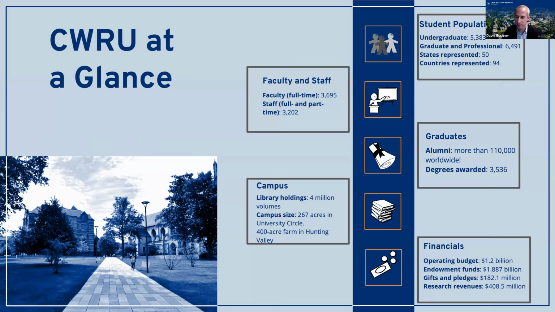And then just some of the numbers about Case Western Reserve. Undergraduates, we have a little over 5,000 students. Graduate and professional students, we have a little over 6,000 students. So it is somewhat unique compared to a number of other universities in that we have more graduate students than undergraduate students. I wanted to highlight that to point out that these master's programs are really central to the educational mission of Case Western Reserve.